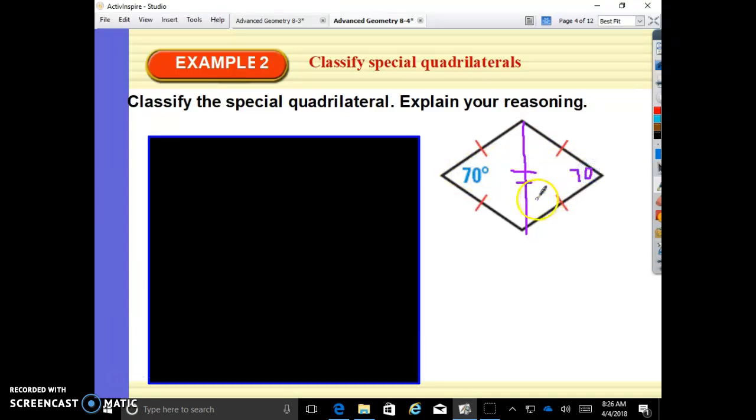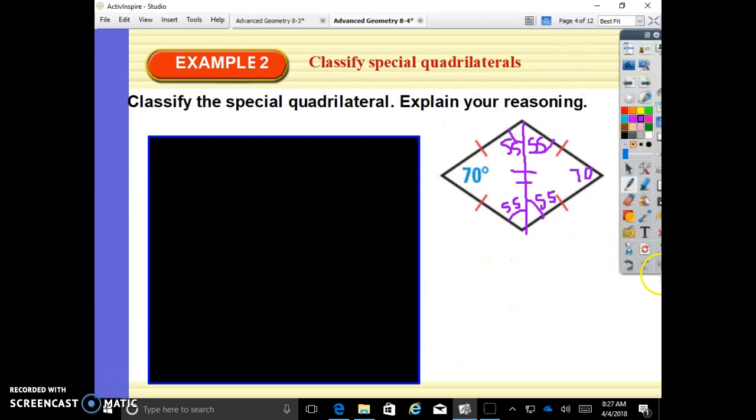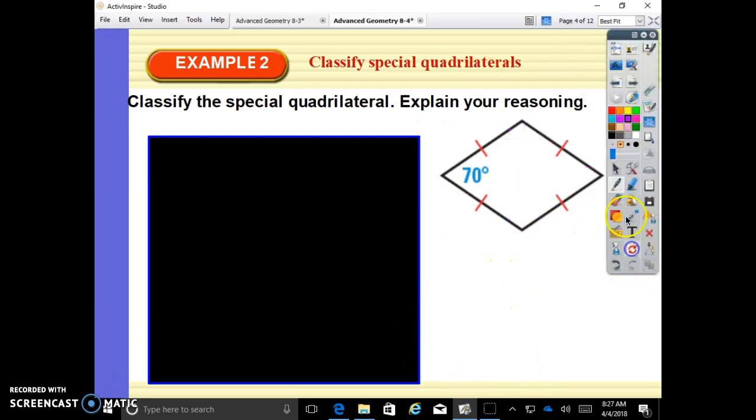Corresponding parts of congruent triangles are congruent. These are isosceles, so the base two angles are equal. 180 minus 70 is 110, making this 55 and 55. These would also be isosceles triangles, right? 110 plus 110 plus 70 plus 70 equals the 360 that a quadrilateral should add to. See how this all works together? This thing is totally a rhombus.